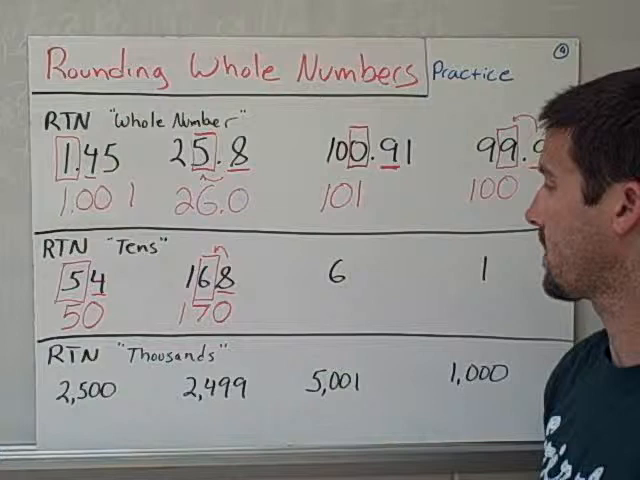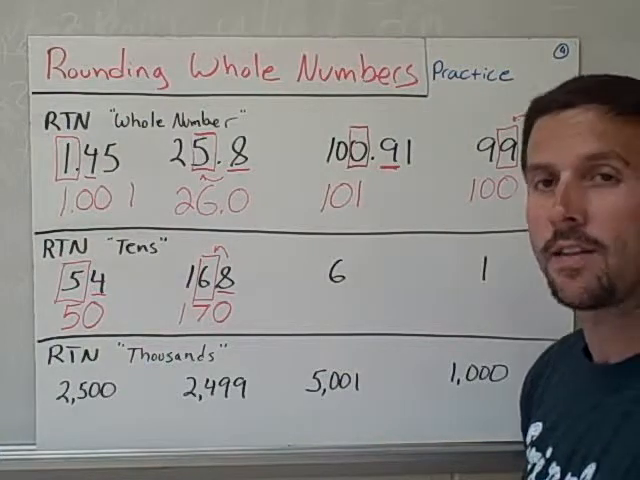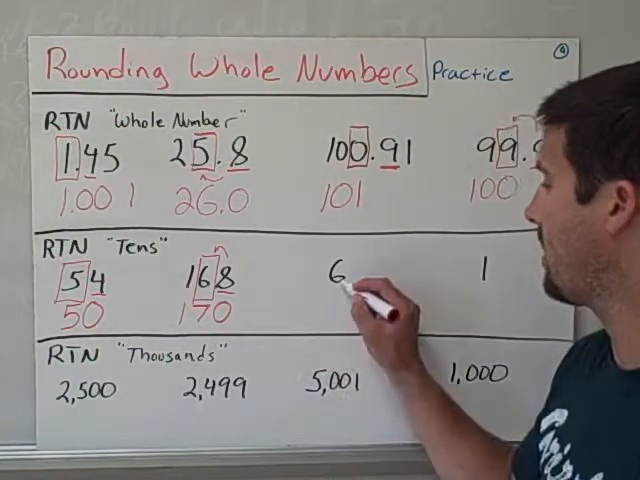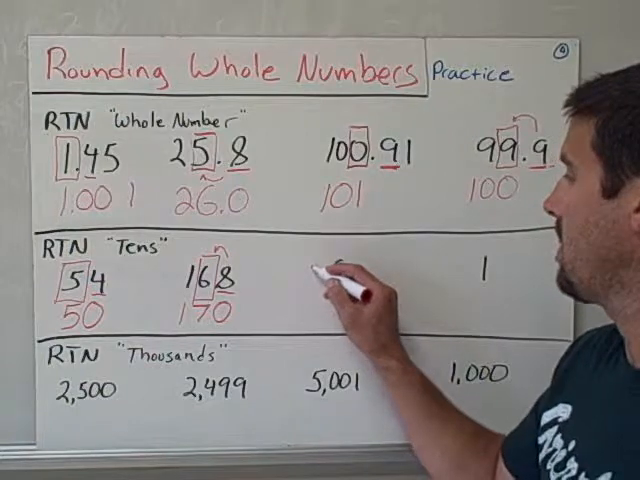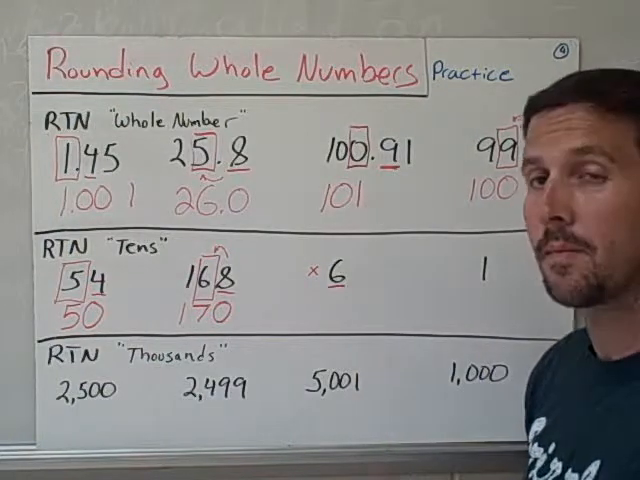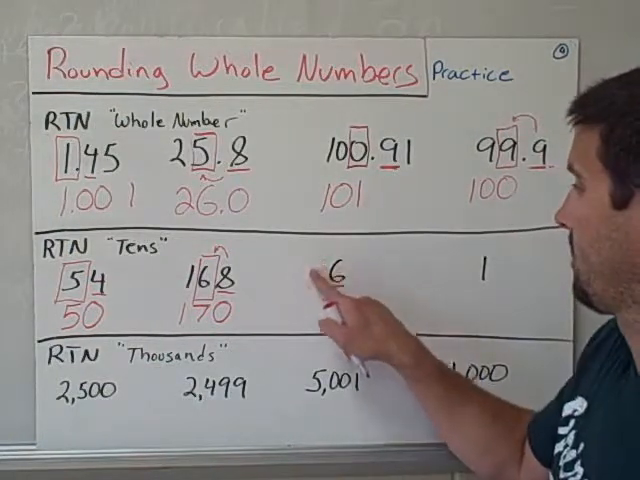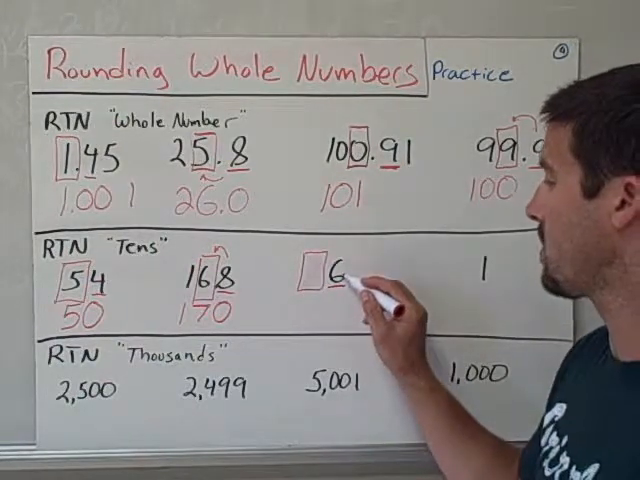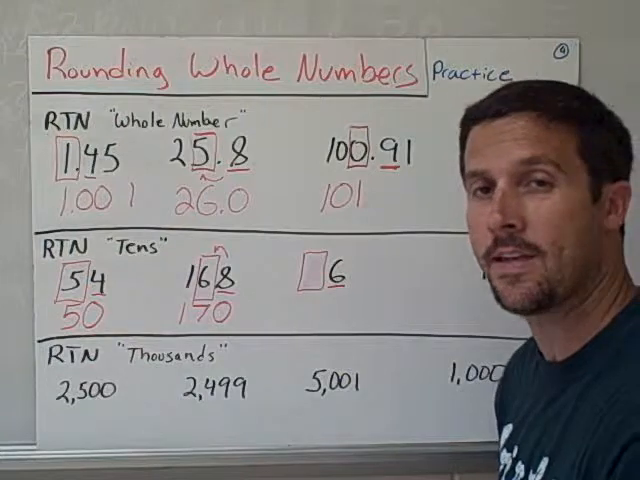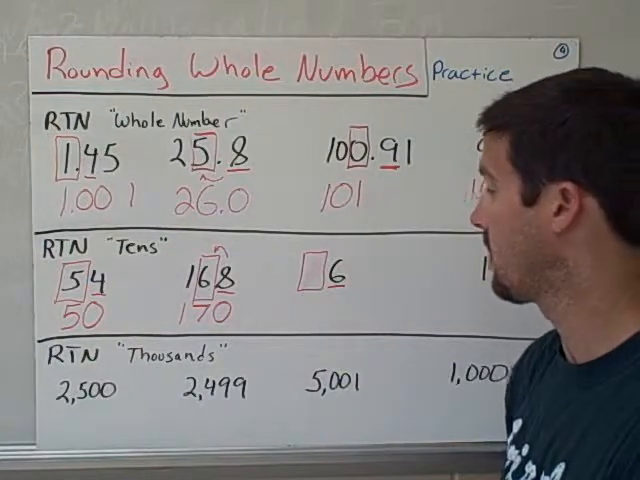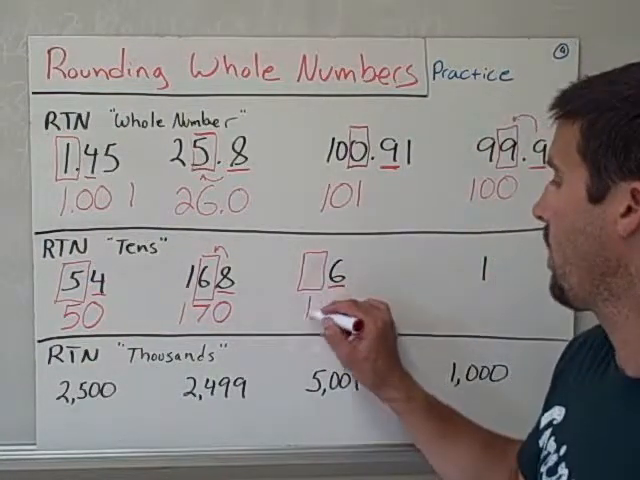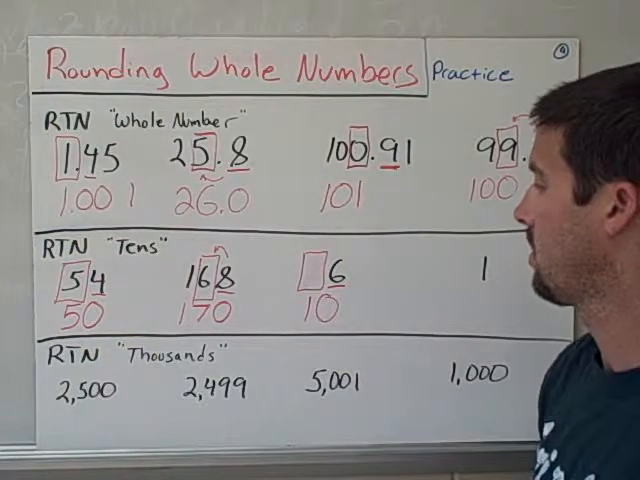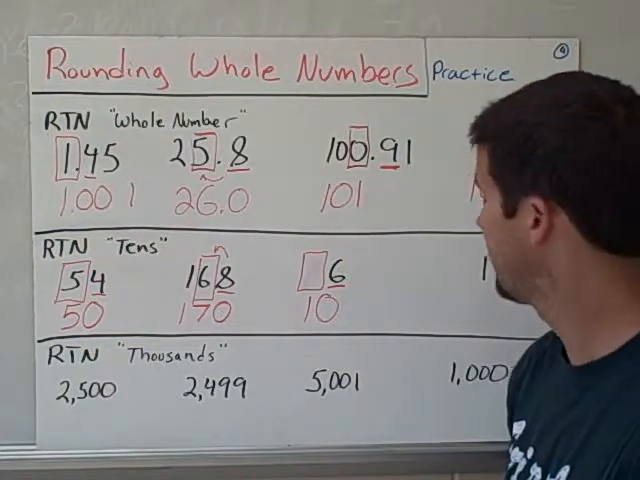The number 6. Can we do anything with this? We do not have a tens place. This is the ones place, and there is no tens place. But you have to pretend there is, because the number 6 is actually closer to 10 than it is to 0. So we can round this number up to 10.